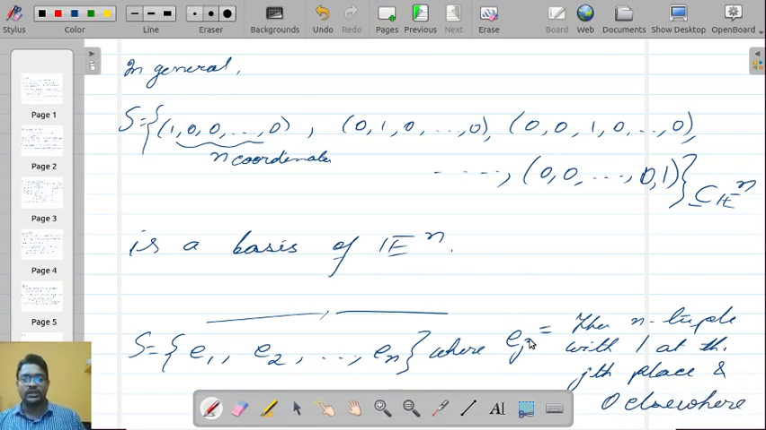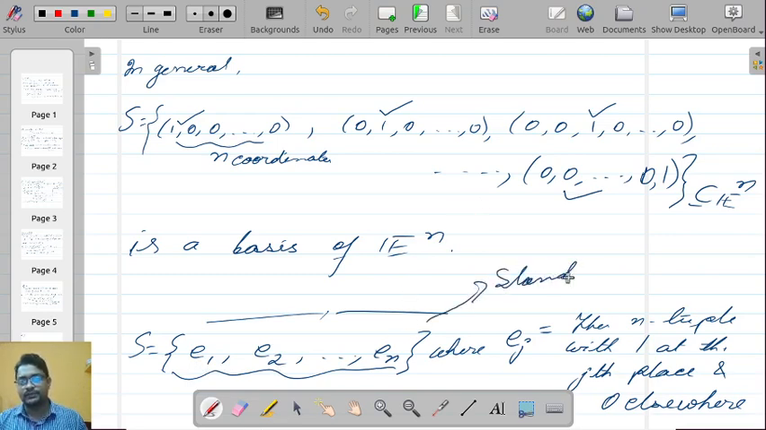So E1 is the vector with 1 at the first place. E2 is the vector with 1 at the second place. E3 is the vector with 1 at the third place, and 0 elsewhere. En is the vector with 1 at the nth place and 0 everywhere else. So in symbols we denote it this way. This is called the standard basis of E^n.